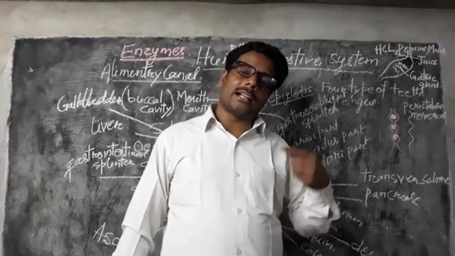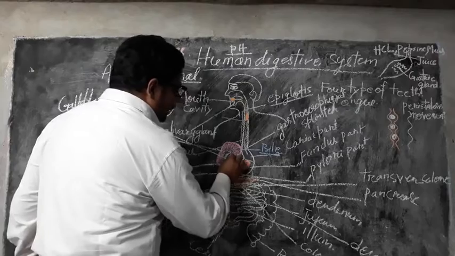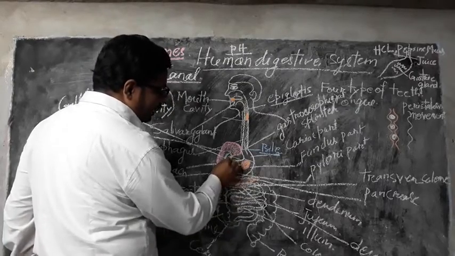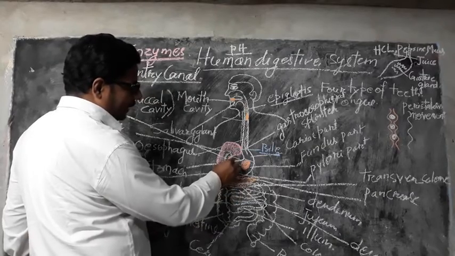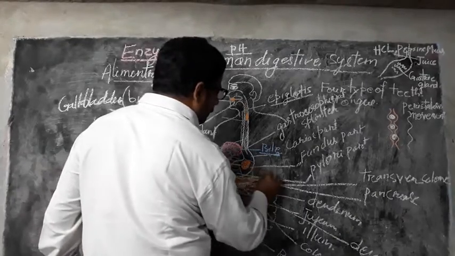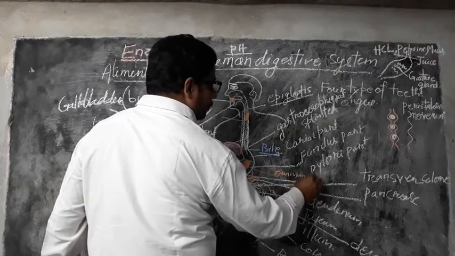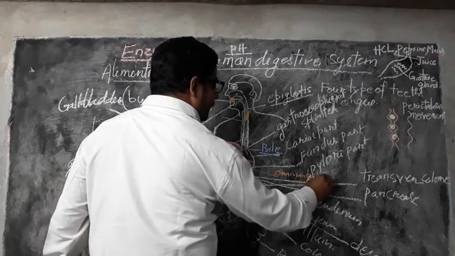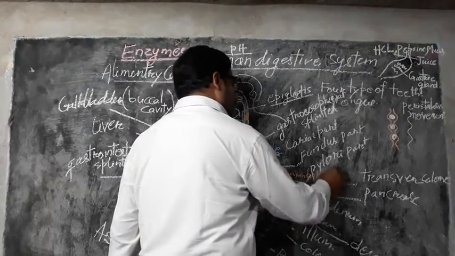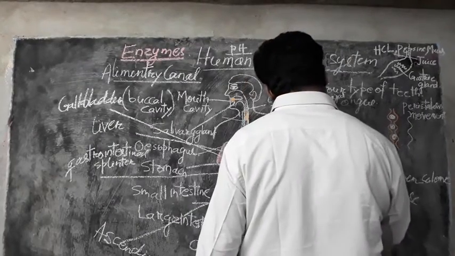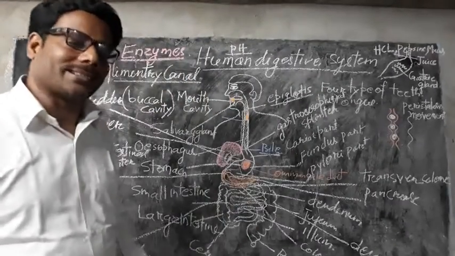So where the digestion takes place completely, the secretion from the liver and the secretion from the pancreas reach the site of digestion with the help of the common bile duct. This bile duct is known as common because it serves for pancreatic juice as well as for bile juice, and reaches the site of digestion.